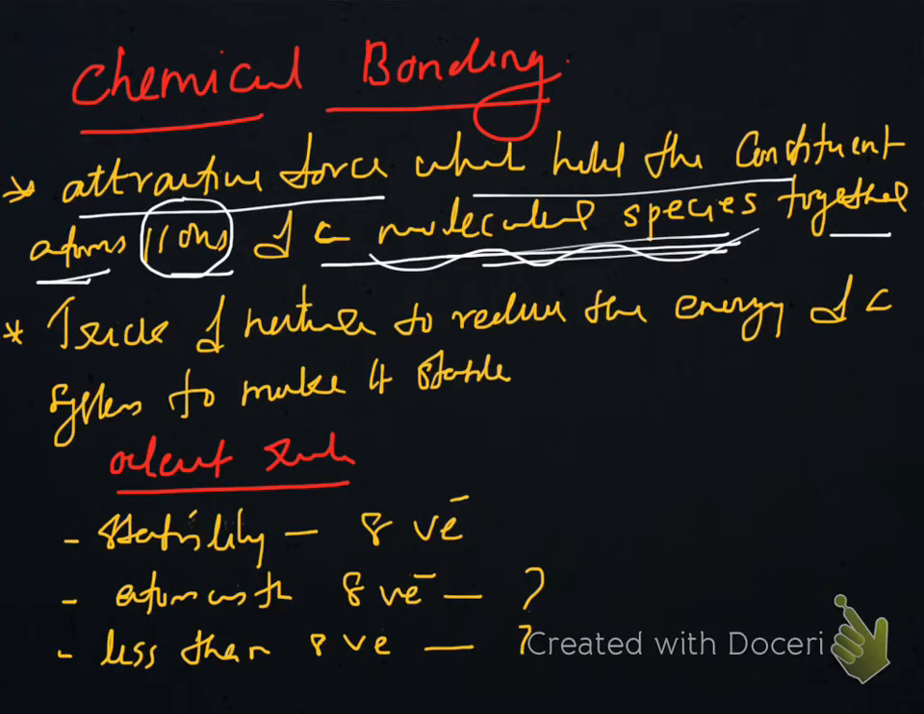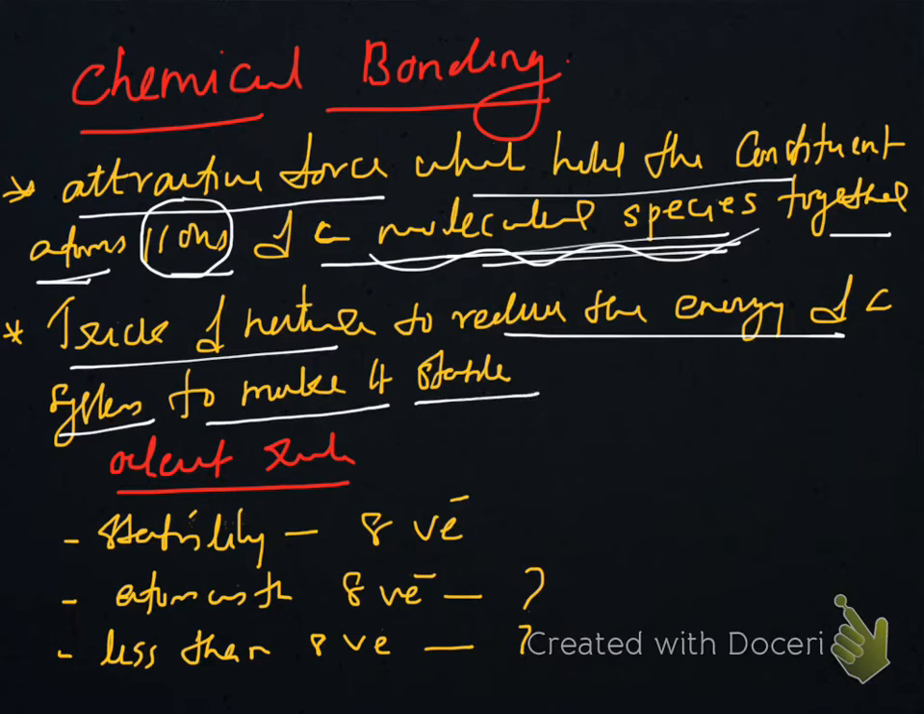Actually, this chemical bond is a trick of nature to reduce the energy of the system and to make it stable. By nature, atoms have higher energy in individual form. When they combine together, the energy of each atom gets reduced and comes to a stable condition.